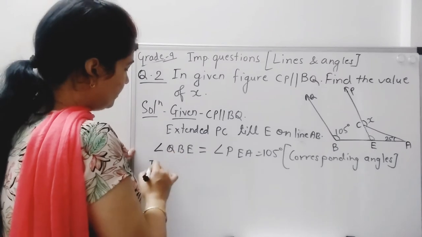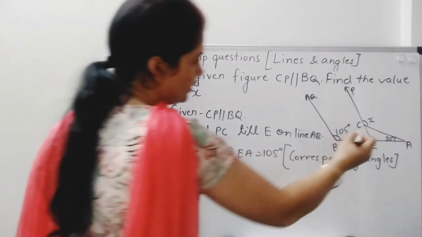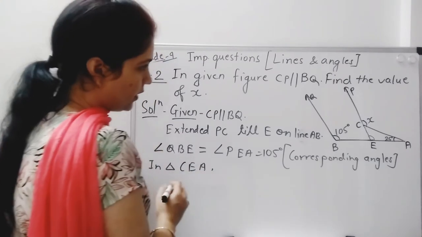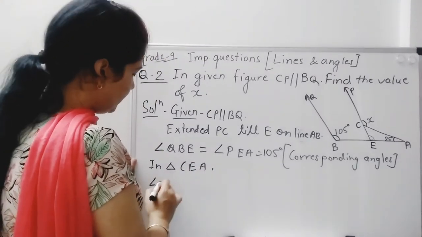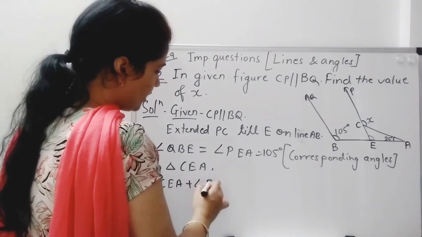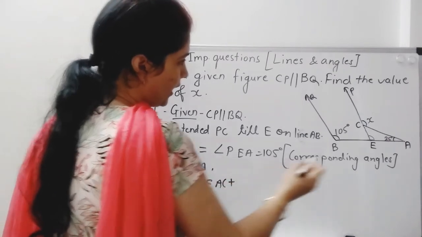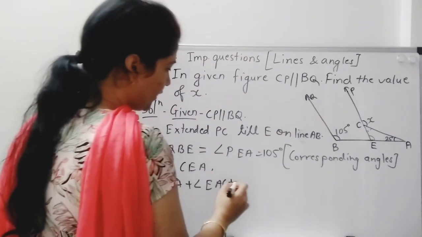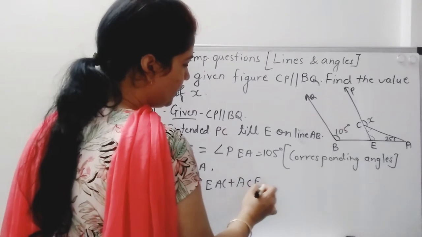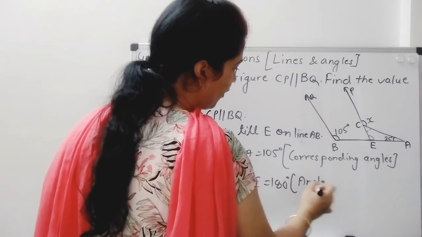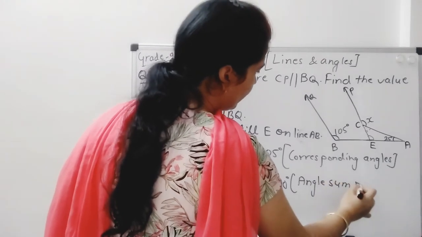Now angle CAE is already given. So we can say in triangle CEA, angle CEA plus angle EAC plus angle ACE, which we have to find the value of, will be 180. Why? Because of the angle sum property.